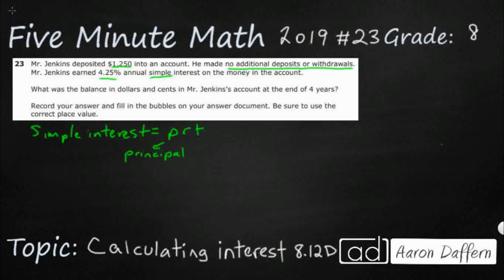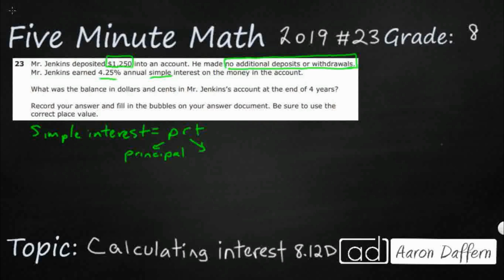In this case, it's the deposit, it's the $1250, and it doesn't change. If Mr. Jenkins were to add money, take away money, every time he did that, the principal would change, but there's no additional deposits or withdrawals, so the principal stays the same. So it's just one simple calculation.